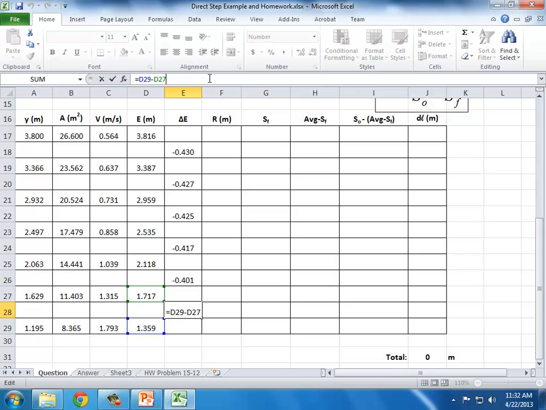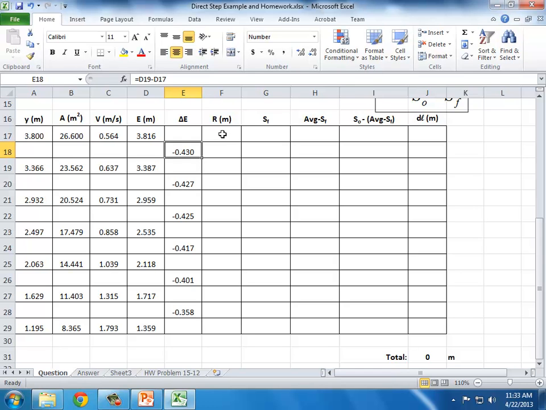And so the interpretation of that column, in words, is the change in specific energy over the increment. Remember, we're solving in steps. A step that on the downstream end is where the depth is 3.8. The upstream end of this step is where the depth is 3.366. And between those two depths, the specific energy change is negative 0.43 meters.